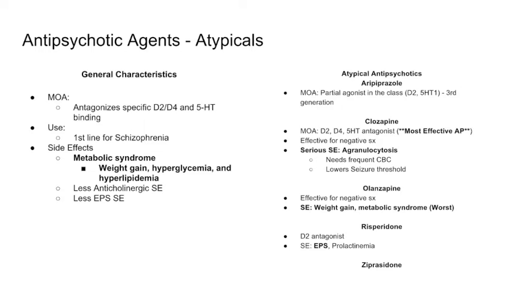With the advent of these typical antipsychotics, they started knowing how they work, and they started developing medications that bind to specific dopamine receptors and serotonin receptors. To be honest, we don't really know exactly how they work, but we know that they antagonize specific dopamine receptors. These atypical antipsychotics are used as first line for schizophrenia, and we'll go through the specific medications.